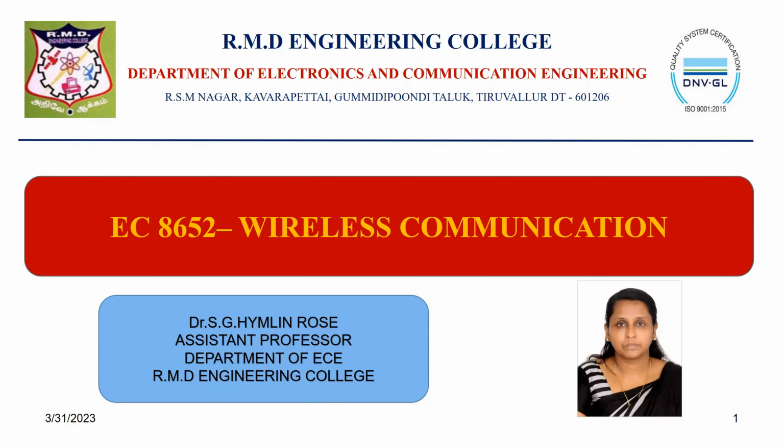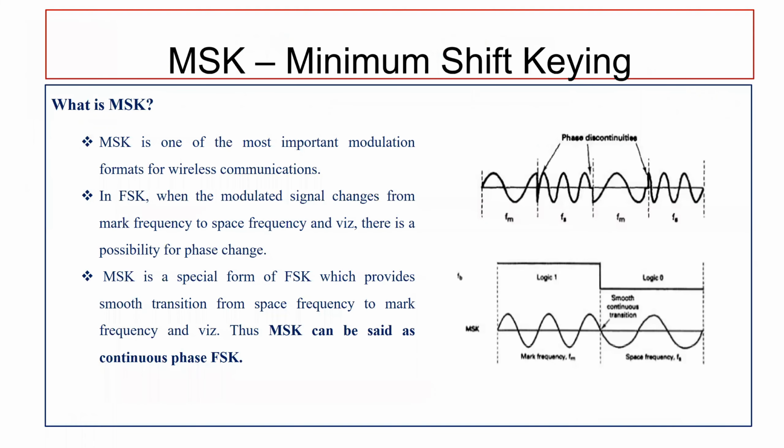Today we will discuss minimum shift keying in wireless communication. Minimum shift keying is a spectrally efficient modulation technique, and it is one of the most useful mobile radio communication system modulation techniques. It is a special case of continuous phase frequency shift keying, wherein the peak frequency deviation is equal to 1 by 4 the bit rate, and the modulation index should be equal to 1 by 2.